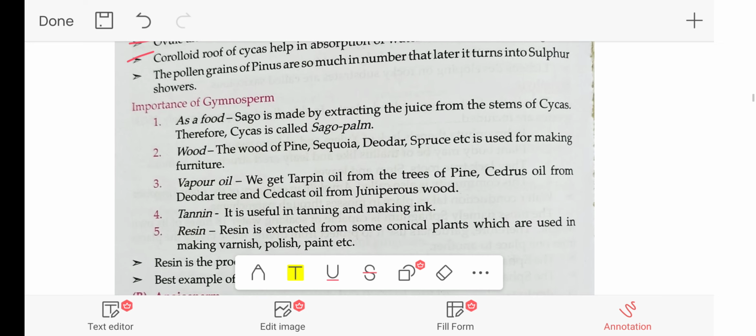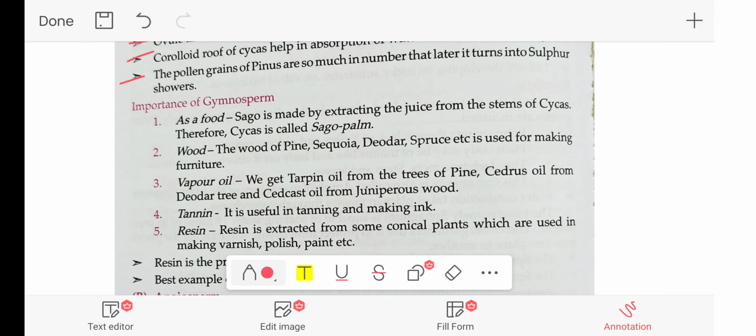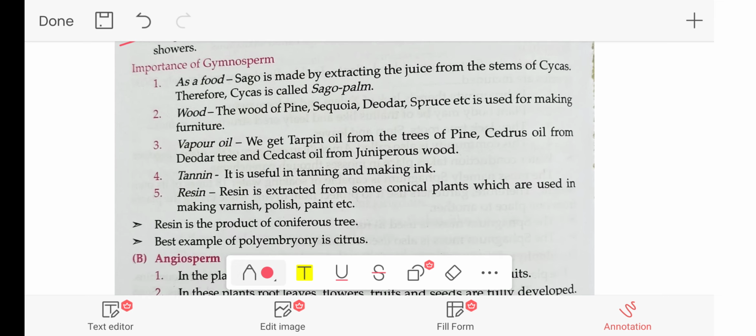The pollen grains of Pinus are so many in number that they later turn into sulfur showers. Now let's read the importance of gymnosperms. As food, sago is made by extracting the juice from the stem of Cycas. Therefore, Cycas is called sago palm.